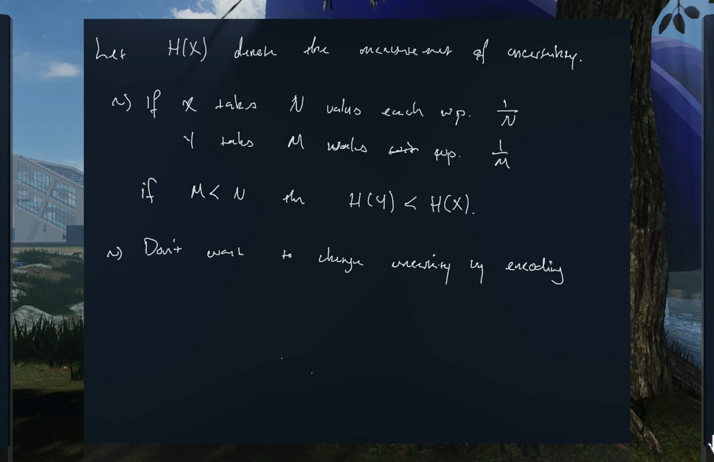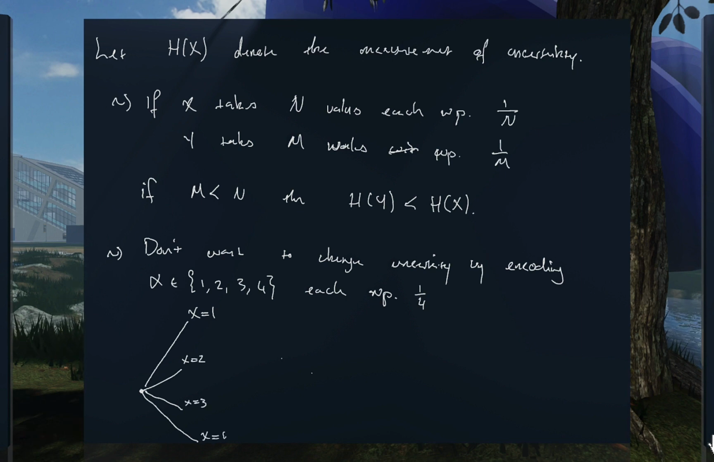Suppose x takes values 1, 2, 3, and 4, each with probability 1/4. Right. So if we remember, I guess maybe high school probability, you could draw this using a tree diagram. x equals 1, x equals 2, x equals 3, x equals 4. Each of these is followed with probability 1/4.